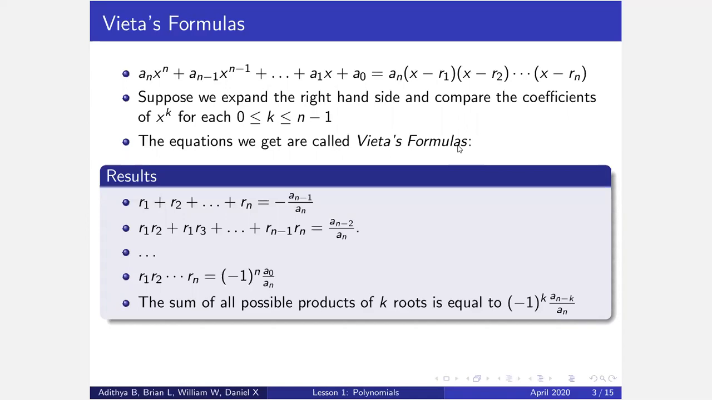So in this case, the sum of all the roots is going to be equal to negative an minus 1 over an, because on the right-hand side, the coefficient of x to the n minus 1 is going to be negative r1 minus r2 minus r3 all the way to minus rn, all times an. And then similarly, we have the same result for an minus 2 over an, all the way to the product, which is going to be negative 1 to the n times a naught over an.